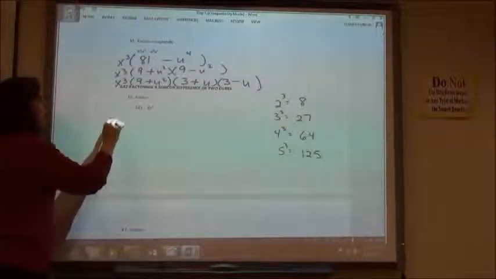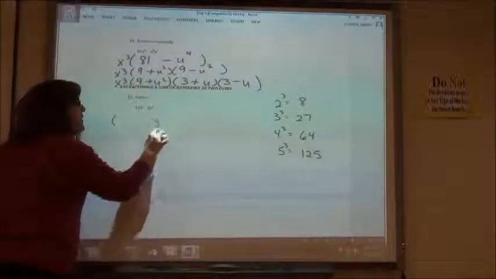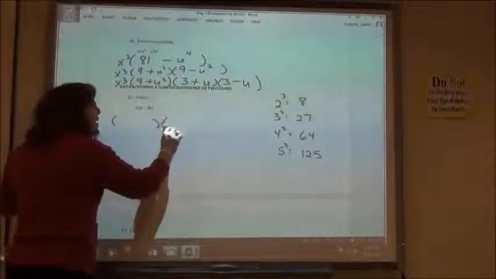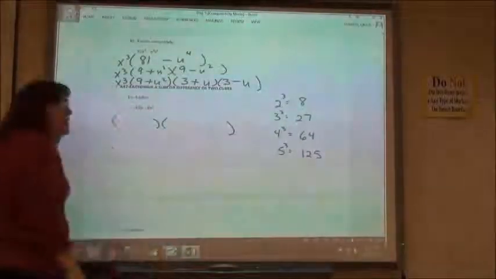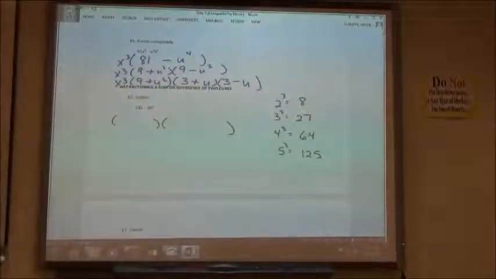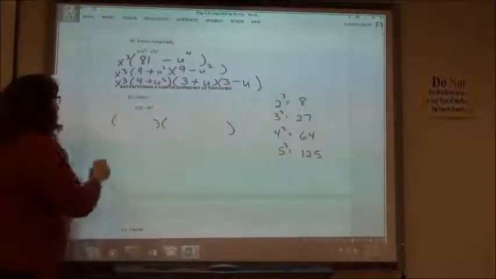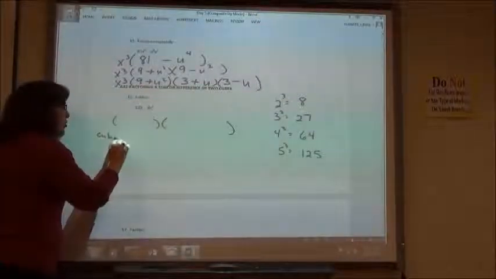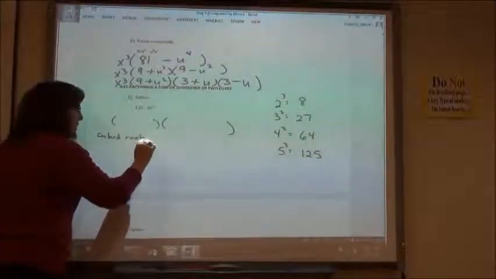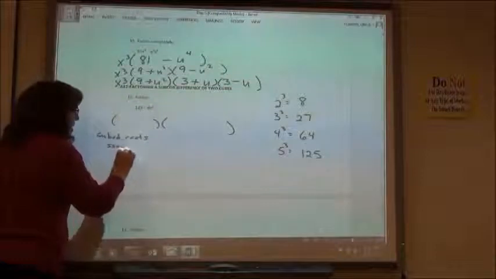So first thing I'm going to have is one set of parentheses that has 2 terms. I'm going to end up with another set of parentheses that's going to have 3 terms in it. So I've got one small one and one bigger one. In my smaller set of parentheses, I'm going to do my cube roots with the same sign in the middle.